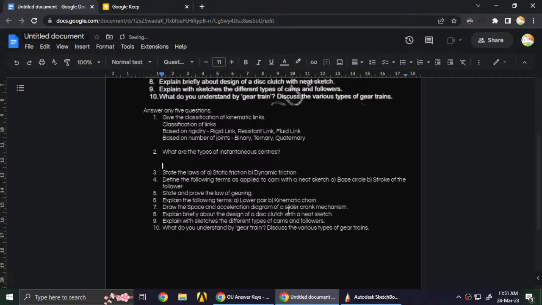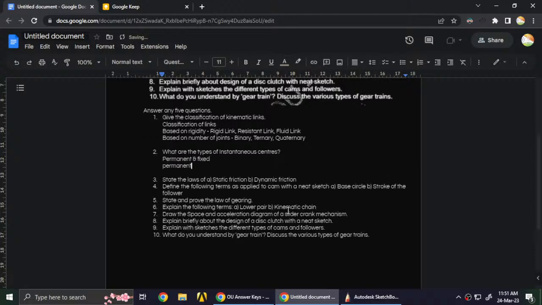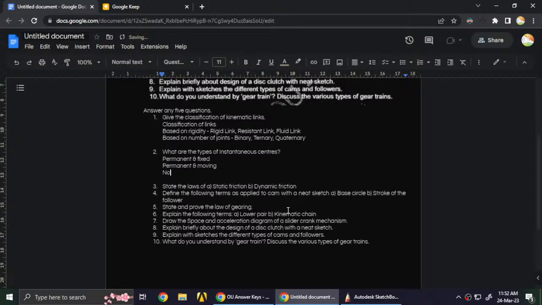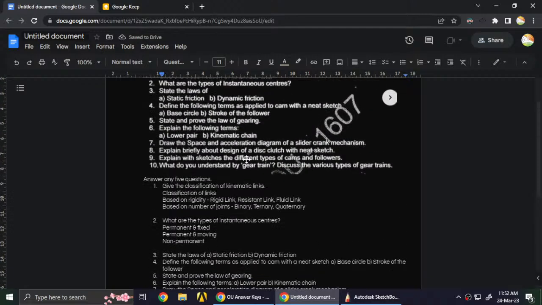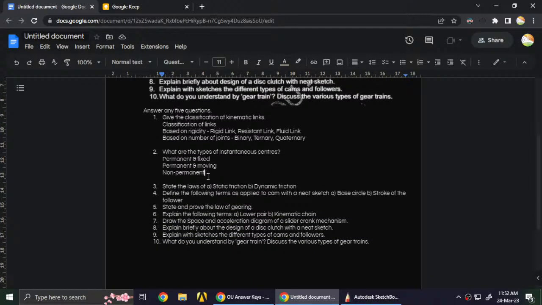The next question has to do with instantaneous centers. He's asking about the types of instantaneous centers. First is permanent and fixed, then permanent but not fixed, that is moving, and then non-permanent. These are the 3 types of instantaneous centers. Since this is just for 2 marks, we can just mention them, and we do not need to draw a diagram. If required to draw the diagram, we could do that. Let me just show you how it happens.